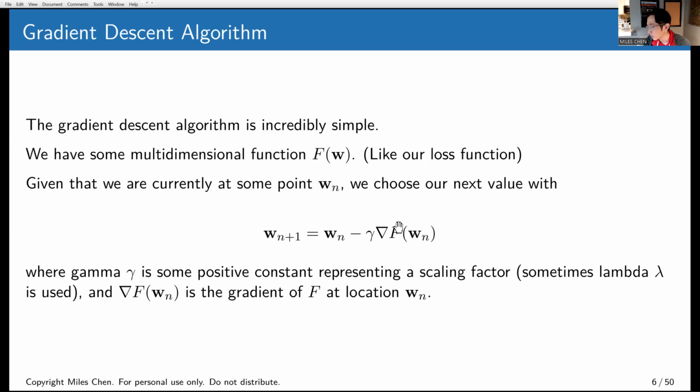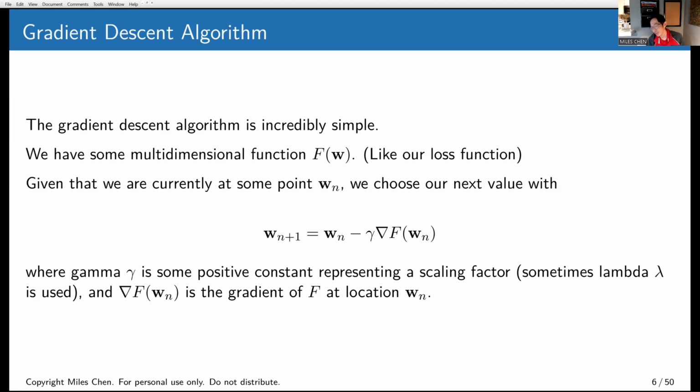Nabla, or the gradient of f at our current location, W at time n. So it's just our current location minus the gradient, right? And you have some kind of scaling factor. So the gradient might be a big number, and you just say, okay, we're not going to do the full size of the gradient, just maybe 10% of it, or maybe 1% of it.